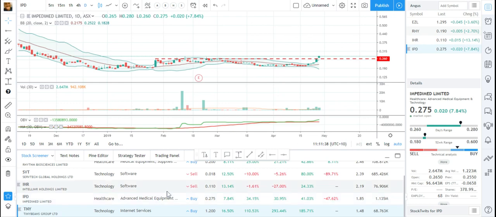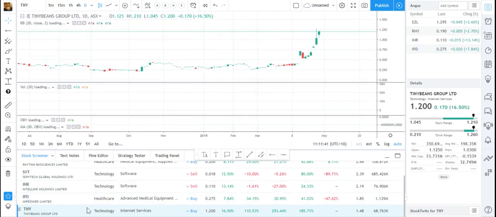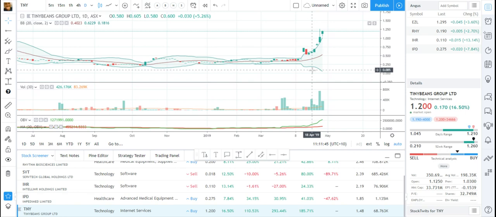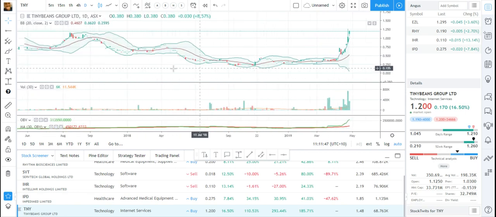Next one is Tiny Beans. I think that's the last one. I always read about Tiny Beans. They seem to have some fairly good PR machine behind them. So again, classic sort of a breakout.